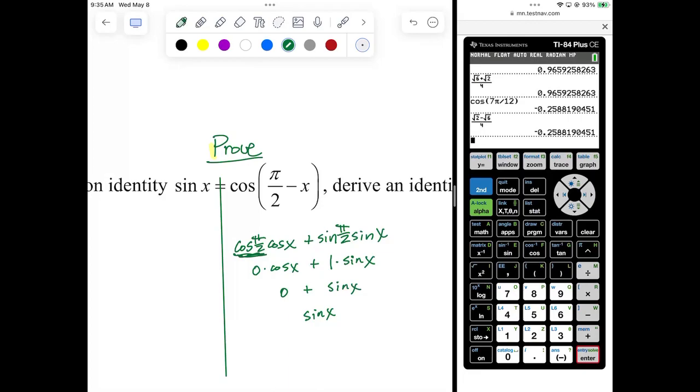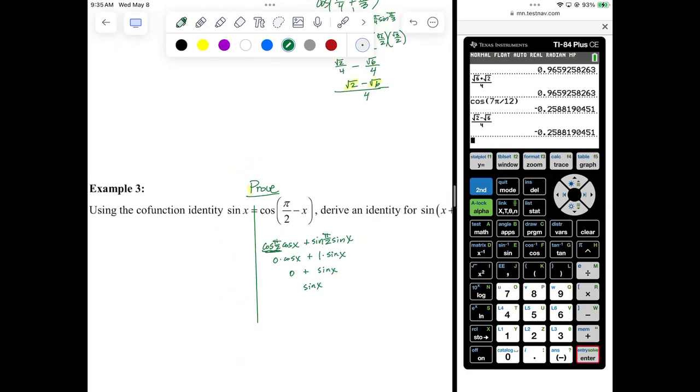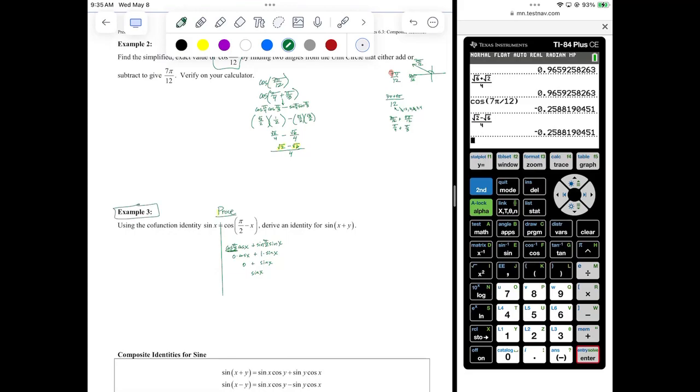Congratulations. So now we know that the cofunction identity for sine and cosine works for all values in the domain. Okay, so we'll stop there. I'll circle back and do example 3 the right way. It says to use it to derive an identity for sine of x plus y.